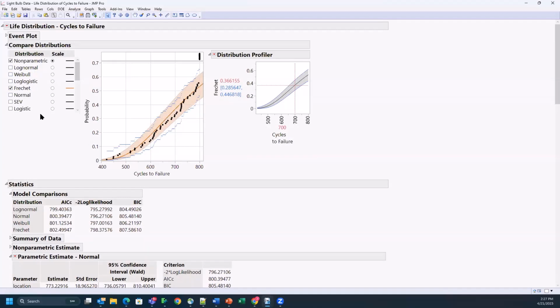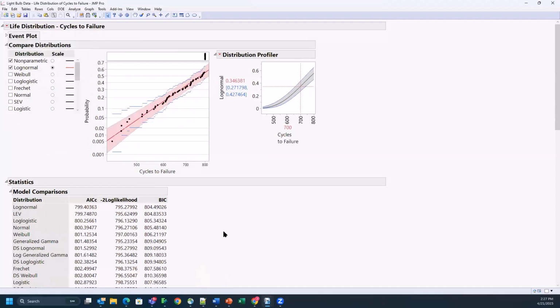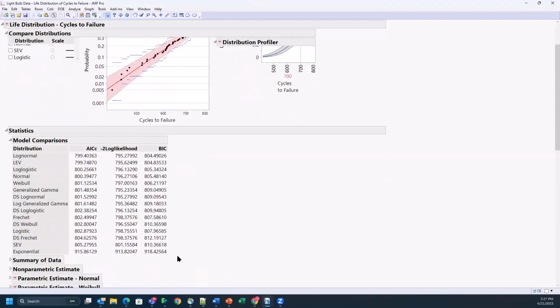If you don't know what the statistics are or what the physics are behind your distribution, how do you know which one of these to pick? Well, you can ask JMP to pick it for you. From the red hotspot, all we have to do is say fit all distributions. JMP goes through and builds and fits distributions for all of these different types of curves. And it rank orders them in order of what's called the AICc, the Akaike Information Criterion.